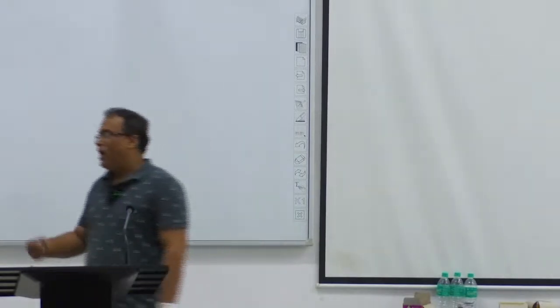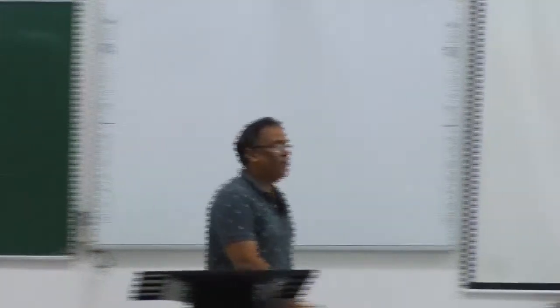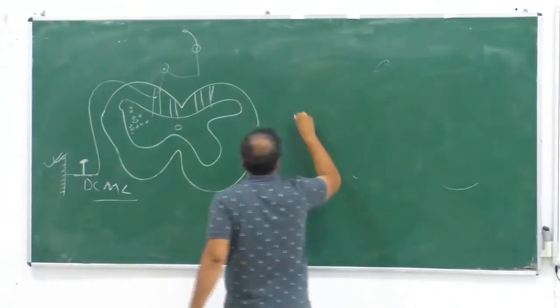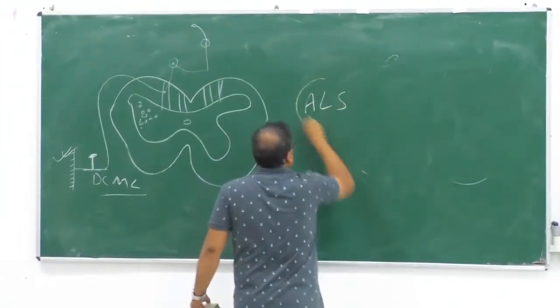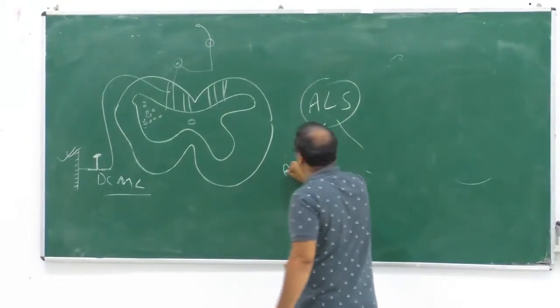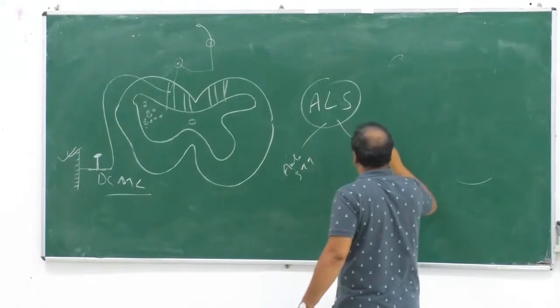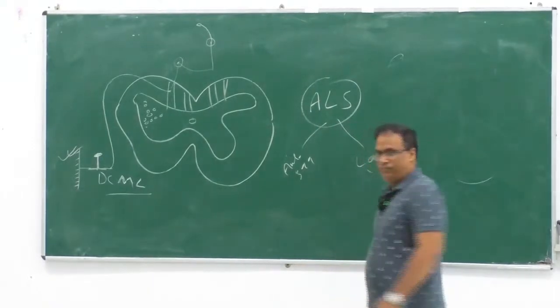Right? Now I like to concentrate on the other part, that is the other ascending system, that is called ALS. What do you mean by ALS? System. Very good. So this is the system of the anterior spinothalamic tract and the lateral spinothalamic tract.